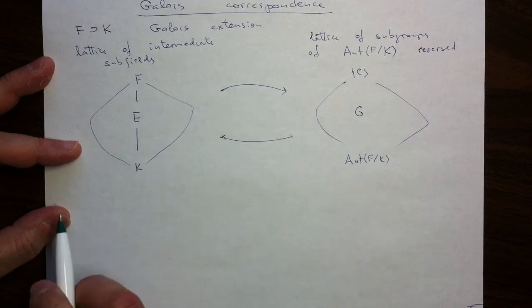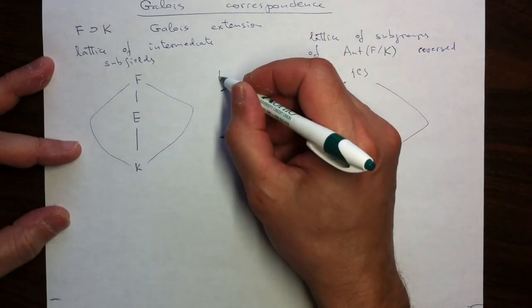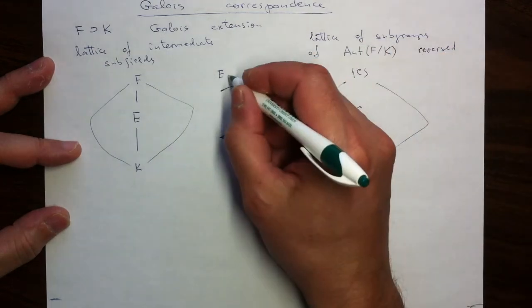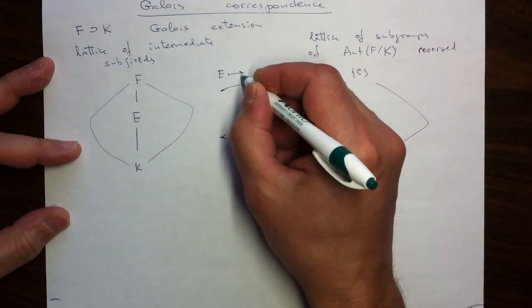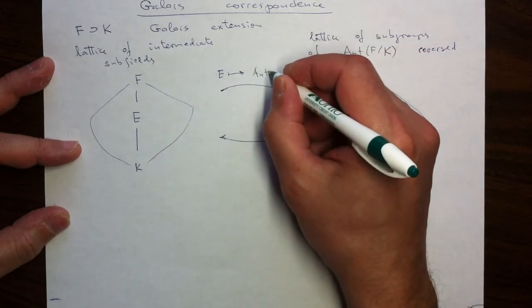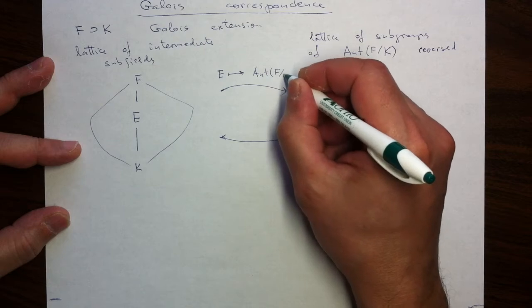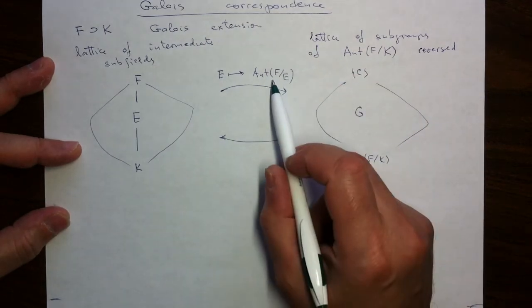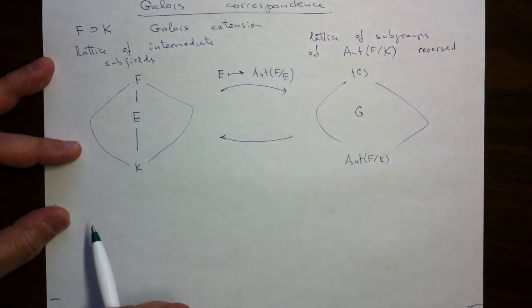The identifications are very explicit. Going from subfields to subgroups, we have the following construction. For any subfield E of F, we just look at the symmetry group fixing this subfield, so we look at automorphisms which are identical on E.